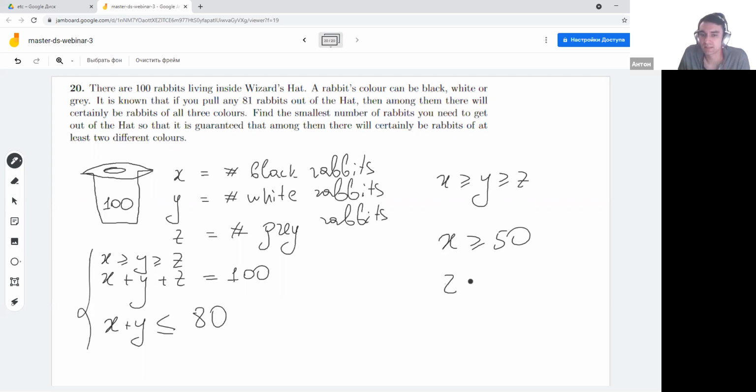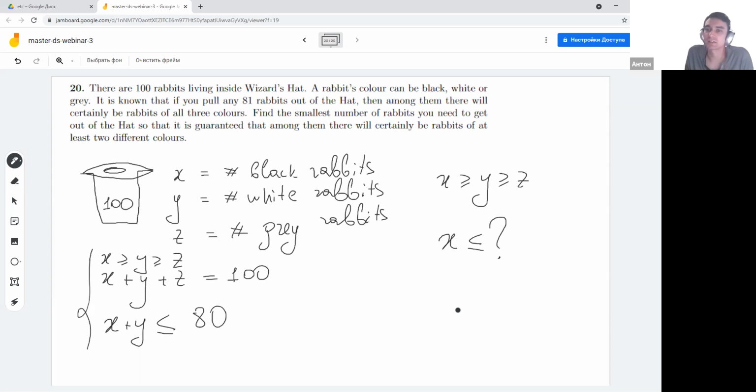Or is it possible that Z is greater or equal than 50? If this is possible, it is still not enough. But since X is the greatest of these 3 numbers, we actually want to pose questions only about X. So actually, what we need is to find the upper bound on X.